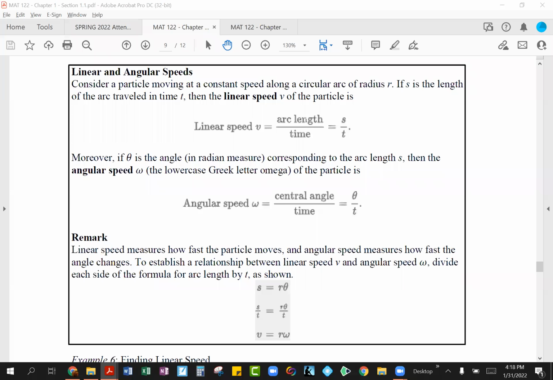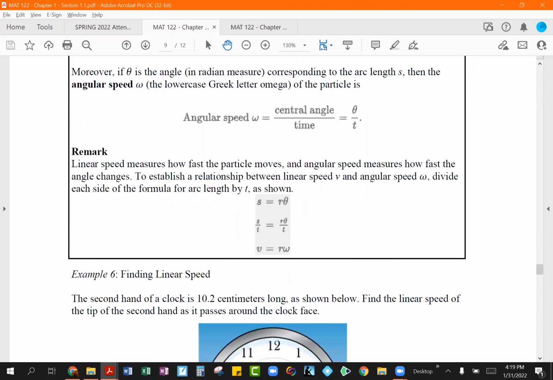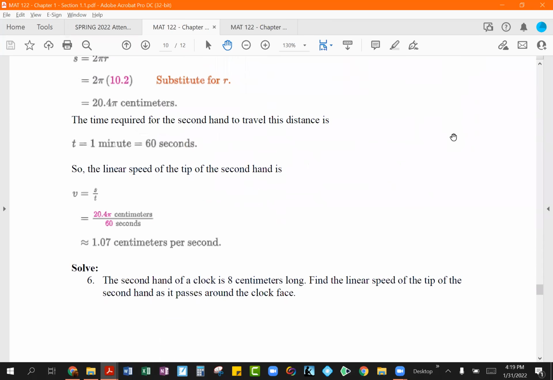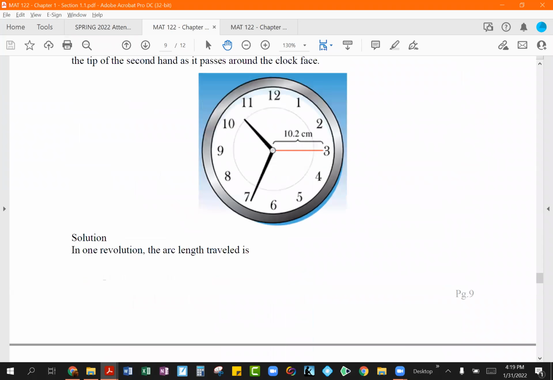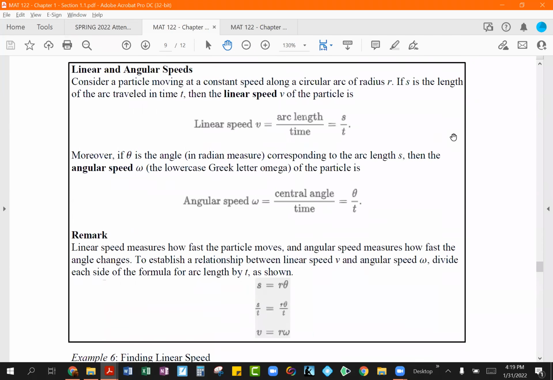Alrighty. So, we kind of went over this briefly. We didn't look at examples last time, but we did talk about how you can use your arc length formula and build up on that to come up with your linear speed and angular speed formulas. And we had briefly gone over these examples from your handout. So let's take a look at an example from our textbook here.